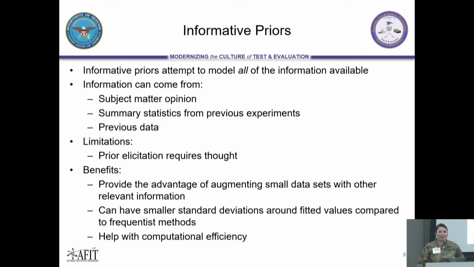So, informative priors. Informative priors are attempting to model all of the information that we have available. And that can come from subject matter expert opinion, summary statistics, raw data. There's a lot of ways that we can incorporate that information.